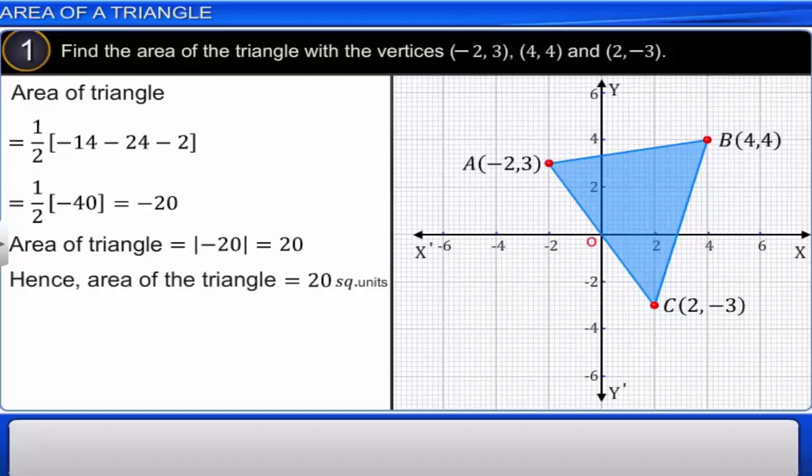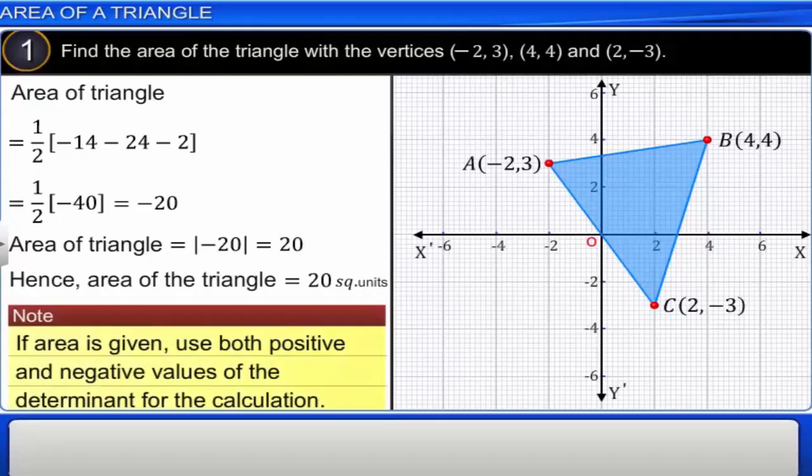If the area of a triangle is given and you have to calculate an unknown coordinate, then use both the positive and the negative values of the determinant for the calculation.